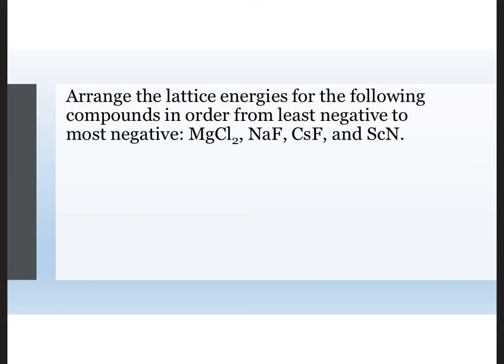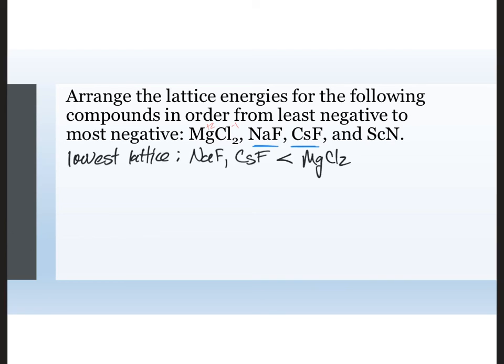Use ionic charge to order the compounds in terms of increasingly negative lattice energy. Both sodium fluoride and cesium fluoride are composed of +1 cations and -1 anions. These will have lower lattice energies. Magnesium chloride contains a +2 cation and a -1 anion, so its lattice energy is higher than sodium fluoride and cesium fluoride. Scandium nitride, ScN, contains a -3 anion, so it must also contain a +3 cation, giving it the highest lattice energy.